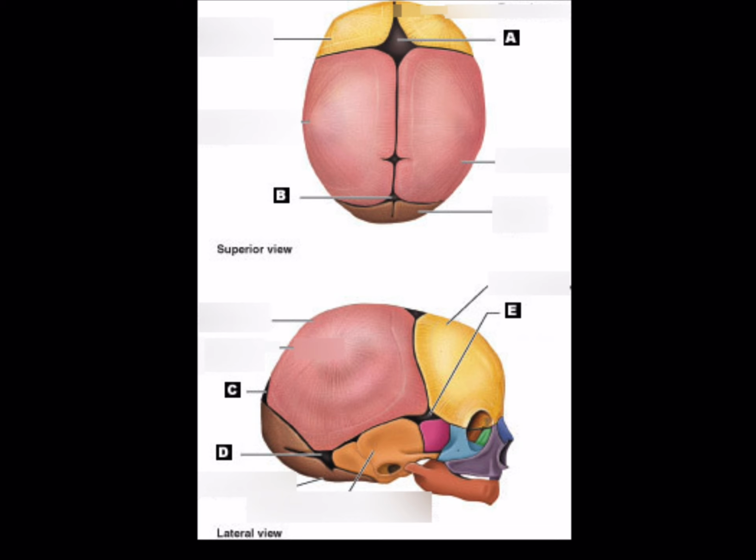Next is the posterior fontanelle. Well, posterior means behind. So you can see in B that suture is behind all the others.